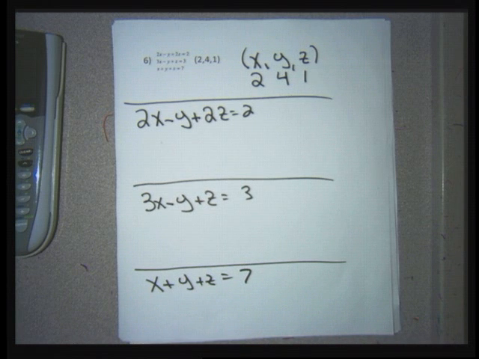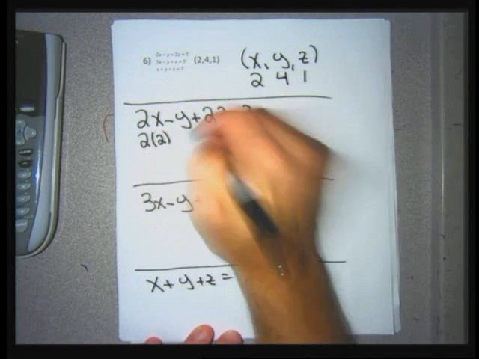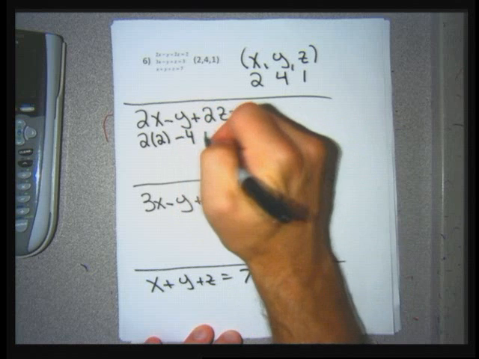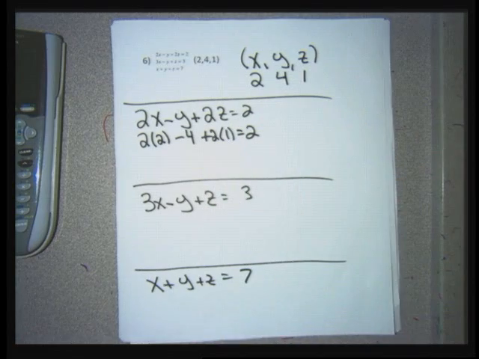If plugging those three numbers in for the letters gives me three true statements, then the point (2, 4, 1), or the ordered triplet (2, 4, 1), is a solution to the system. If any one of the three are false, or if all three were false, then (2, 4, 1) wouldn't be a solution to the system. So I'm going to plug in 2 for x, 4 for y, and 1 for z into each of the three equations.